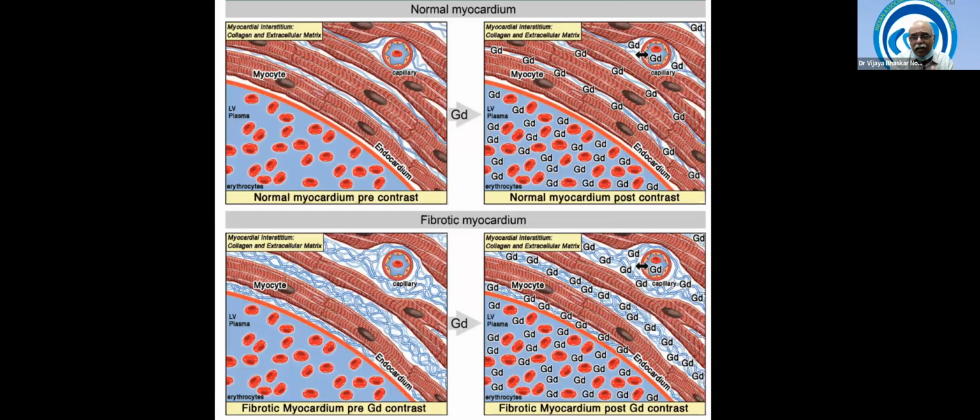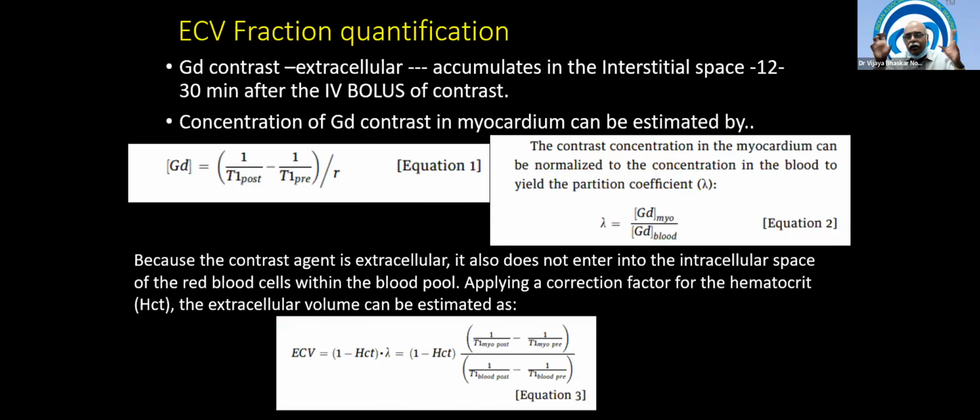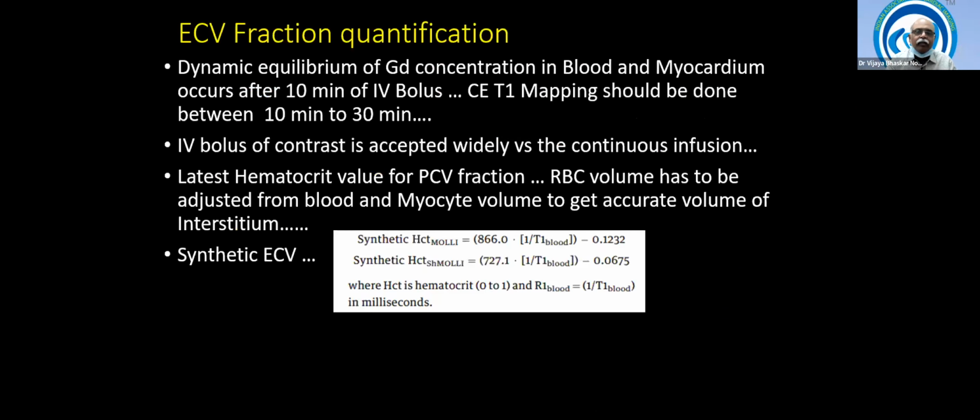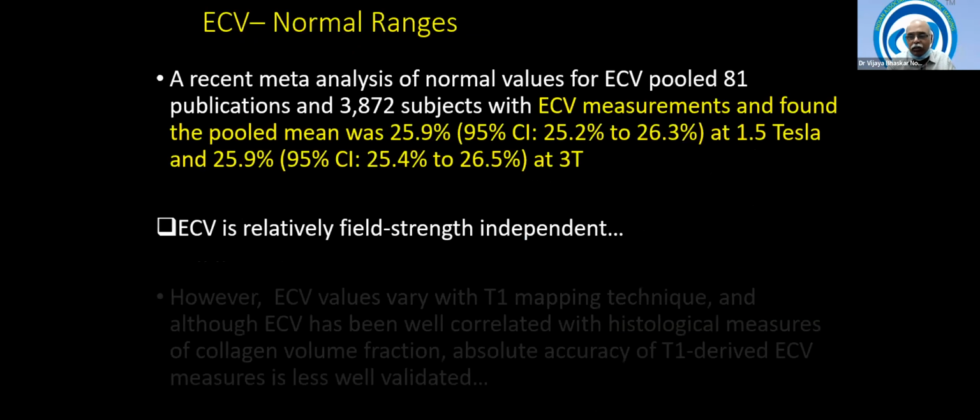It is the basis for diffuse fibrosis, vascular dysfunction, heart failure with preserved ejection fraction, and sudden cardiac death. That extracellular volume fraction calculation is what is important. CMR and the entire research is going in that direction. I will not go into much detail.